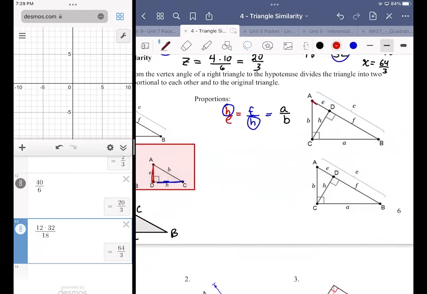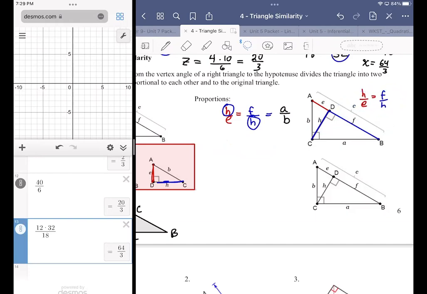So I have H and E, in the other order, but these two sides in proportion, or in ratio along with F to H. So that's that. Out of this trio, I can say H over E is equal to F over H. And that leads to this diagram.